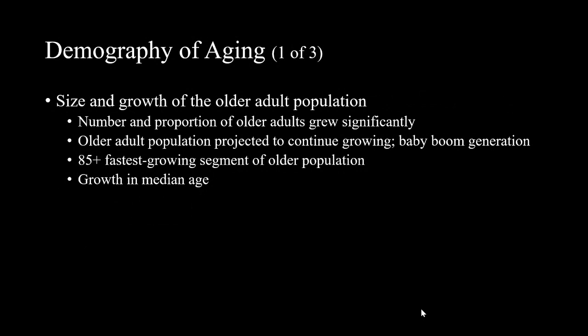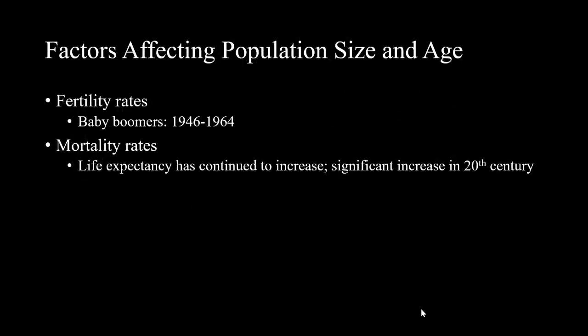So as I mentioned, the number and proportion of older adults are growing significantly, and they continue to grow. The fastest growing segment of the older population is 85 plus, and you've seen a growth in age. Some of the factors affecting our population size and age is, this is still from the baby boomers age in 1946 to 1964, where there was a huge increase in the amount of babies people were having. In addition to that, life expectancy has continued to increase due to some of the major improvements we've seen in public health. And as a result, people are living longer, which is increasing our elderly population.